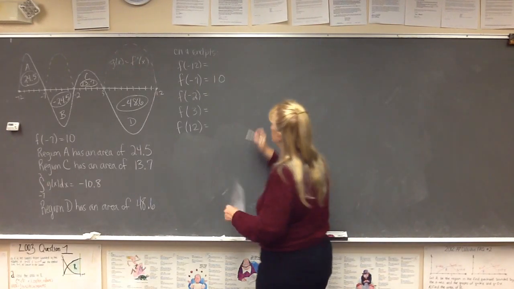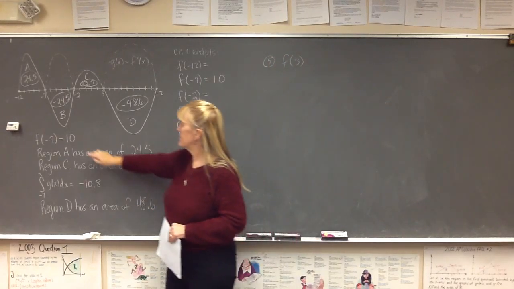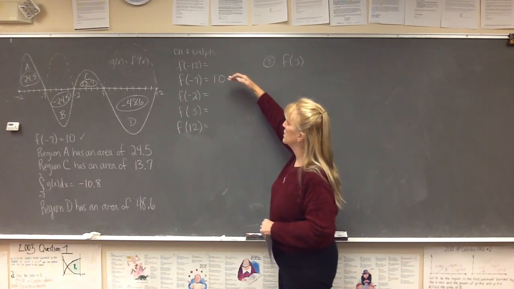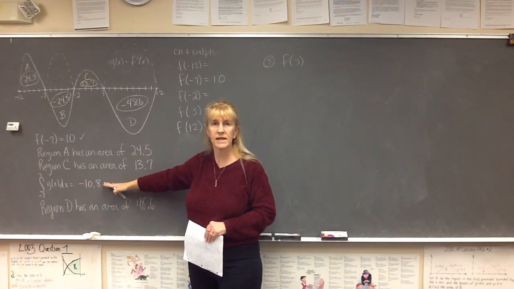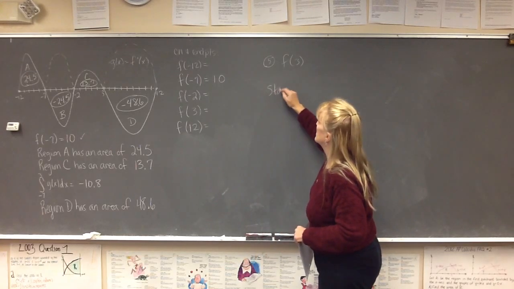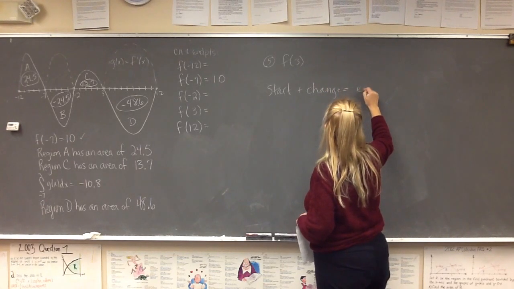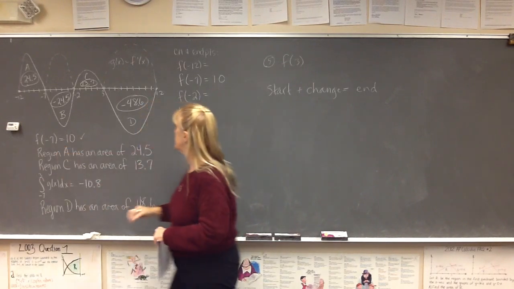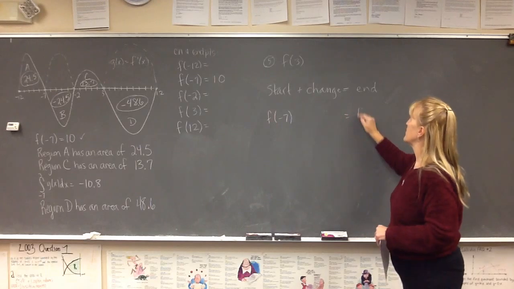Question number 5 asks you to find f of 3. I'm given f of negative 7 is 10, and now I want f of 3. So I want to go from negative 7 to 3, and it looks like I was actually given the integral from negative 7 to 3 as well, so I'm going to be set with this. The concept we're going to use here is that start plus change is equal to end. I'm going to start with my leftmost bound, f of negative 7, and end where I want to be, f of 3.